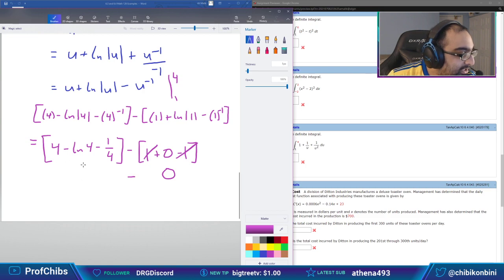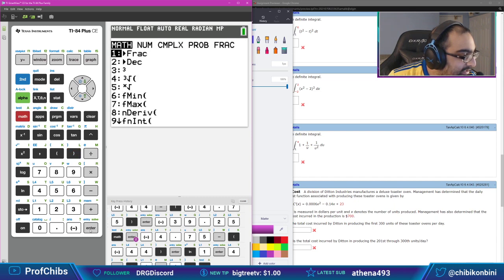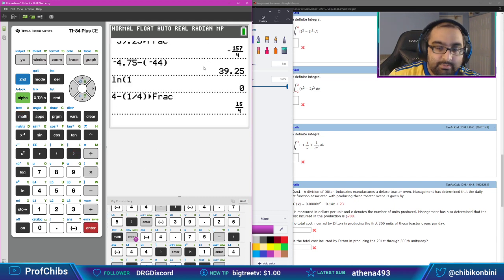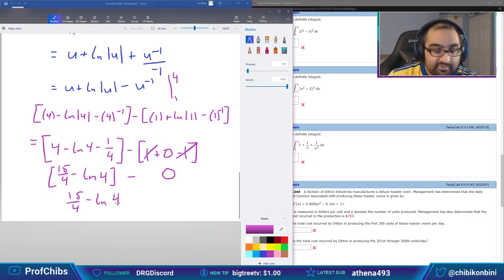All right, what do we get here? We get 4 minus 1/4. Let's do that on the calculator there. 4 minus 1/4. Put that as math fraction. So that's going to be 15 over 4. So right now on the left-hand side, I have 15 over 4 minus natural log of 4. And again, subtracting by 0 nets us absolutely nothing. So that's going to be our final answer. 15 over 4 minus natural log of 4. And that's it.